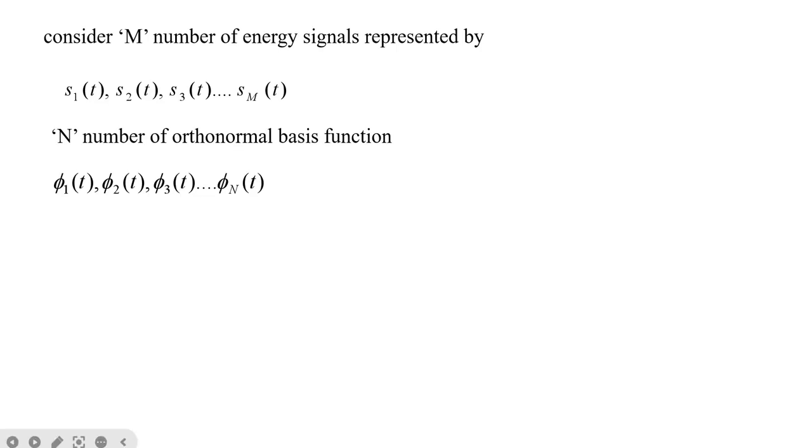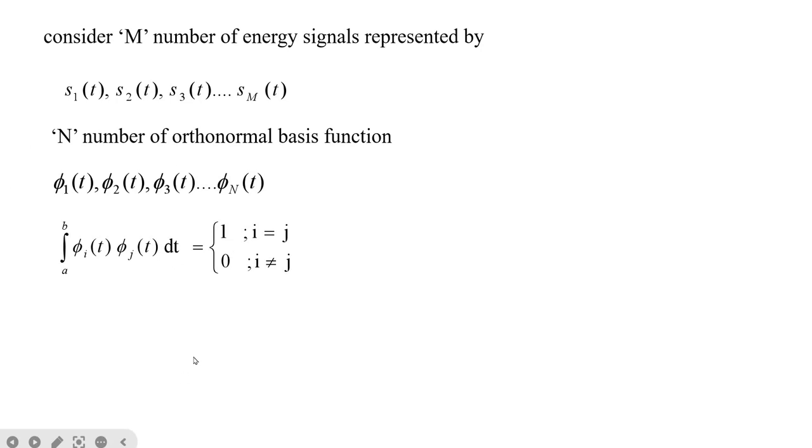The orthonormal functions are nothing but a set of functions which are orthogonal as well as normalized. For a time interval a to b, we have two basis functions, phi i(t) and phi j(t), and the integral of their product should be equal to 0 when i is not equal to j, and equal to 1 when i is equal to j. So these must be orthonormalized.